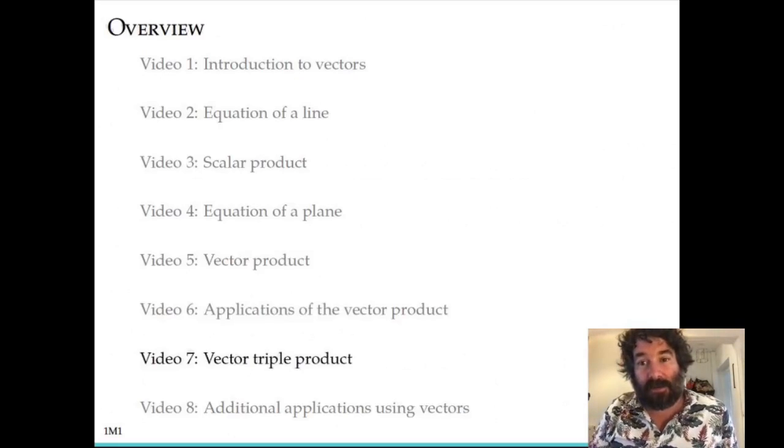Okay, so that's the end of this video, to have these two applications: determining when three vectors are coplanar, and then also finding the equation for a plane from three points on the plane. In the next video, we're going to discuss another way of multiplying vectors together, which involves three vectors, the vector triple product. We already discussed the scalar triple product, where we get a scalar from three vectors. This is another product where we get a vector from three vectors.